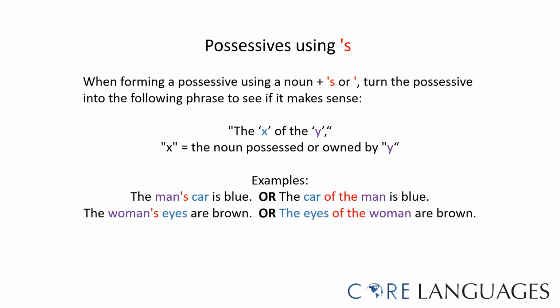The woman's eyes are brown. Woman is Y and eyes is X. We could also say the eyes of the woman are brown.